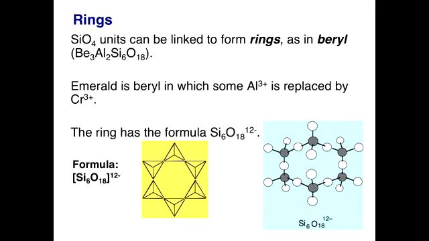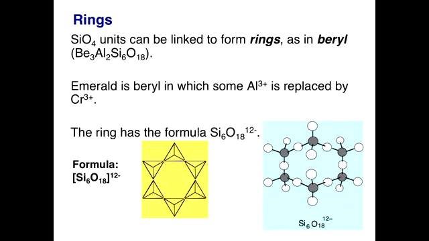We can also have ring structures. So SiO4 units can be arranged in a ring, and this is an example here of beryl. And here we've got our ring structure there. We've got 6 silicons, and each silicon has associated with it 2 terminal oxygens and 2 bridging oxygens. So it's SiO3. But because there's 6 silicons, it's Si6O18.